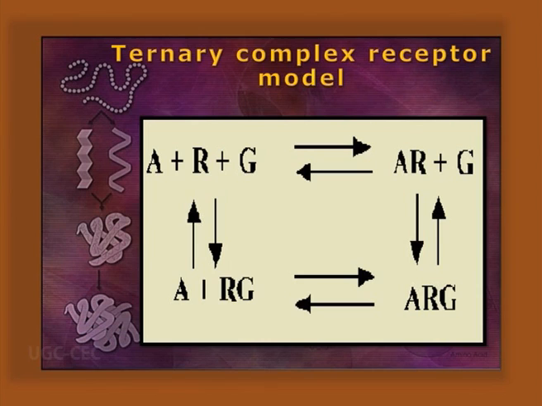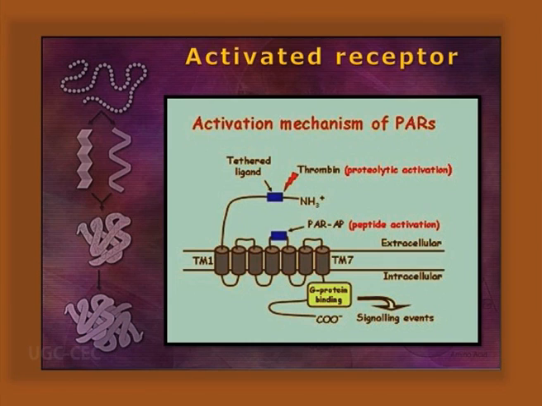There are two models, like the two-state model as well as the ternary complex formation model. In the case of the two-state model, what we can find is not only ligand or receptor but also the activated receptor R star is also present. Next, enzyme activity.